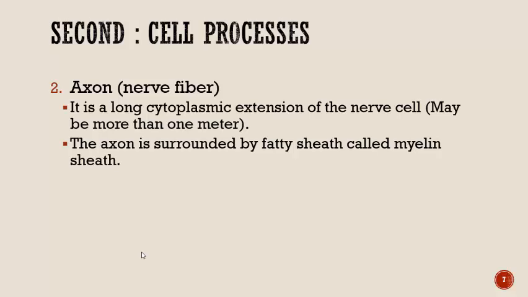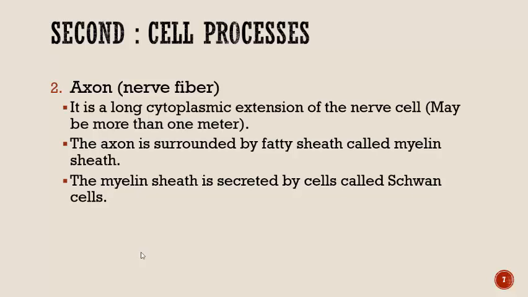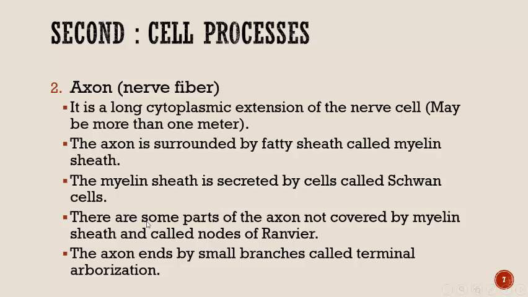It is very, very important for transferring the nerve impulses. This fatty substance or myelin sheath is secreted by a group of cells which are called Schwann cells. There are some parts of the axon not covered by the myelin sheath, called nodes of Ranvier. The axon also ends by small branches called terminal arborization. Now we are going to talk about very important reasons about the structure of the nerve cell.